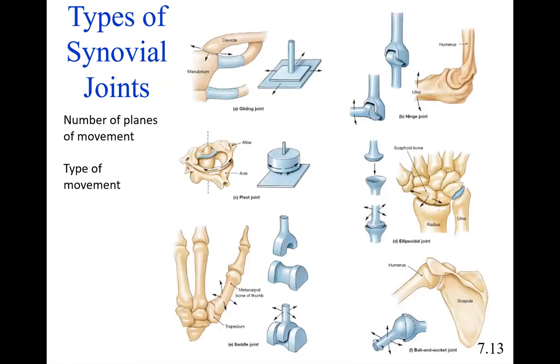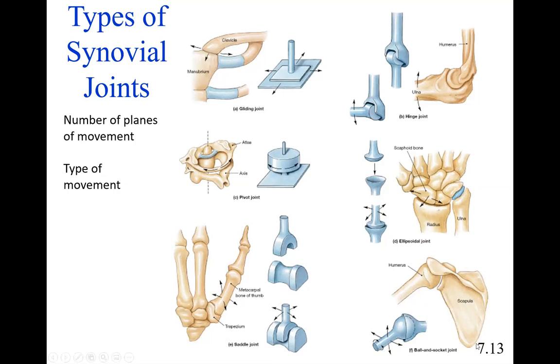So there are lots of different types of synovial joints. I don't want you to memorize these types of synovial joints. I just want you to understand that you can get a lot of different types of movement in synovial joints. And all synovial joints are diarthrotic, which means they are freely moving.